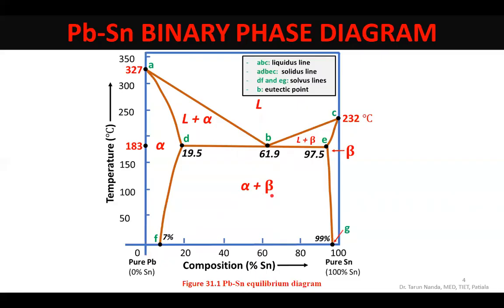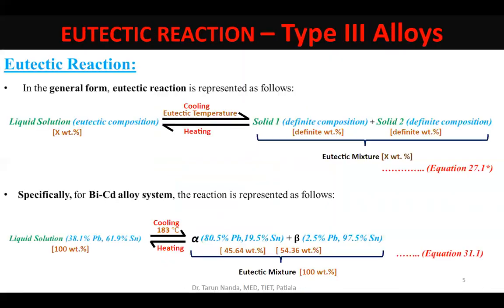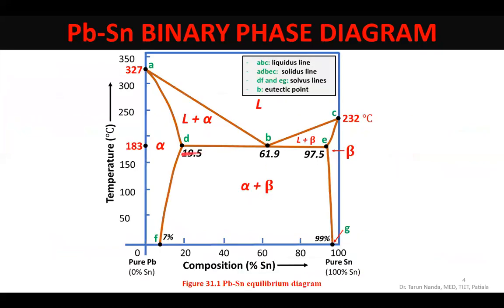Something new that you see in this type 3 system, which you did not see in the corrected and modified type 2 systems, students, are these lines. See, this is the liquidus line ABC, this is the solidus line ADBEC. Liquidus line signifies that anything above me is in a pure molten state. Solidus line represents that anything which is below me has to be in the solid state.